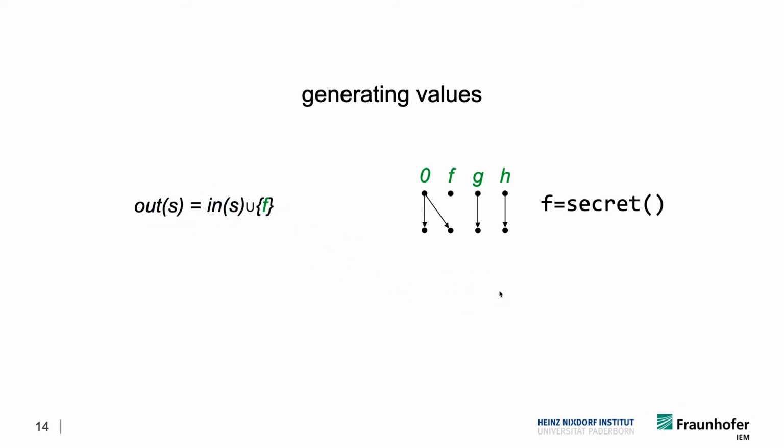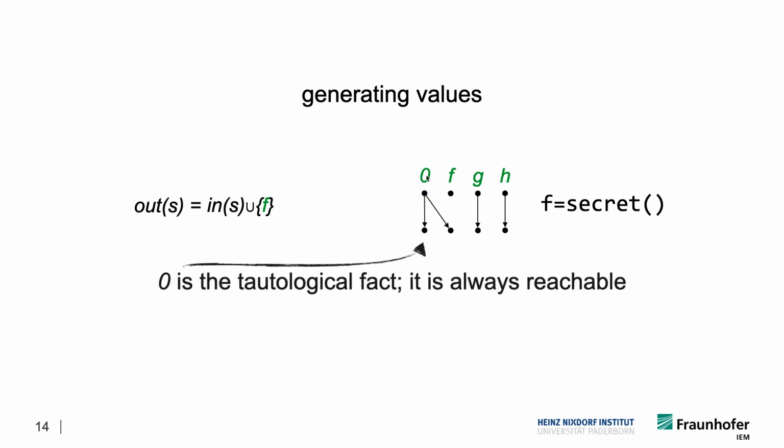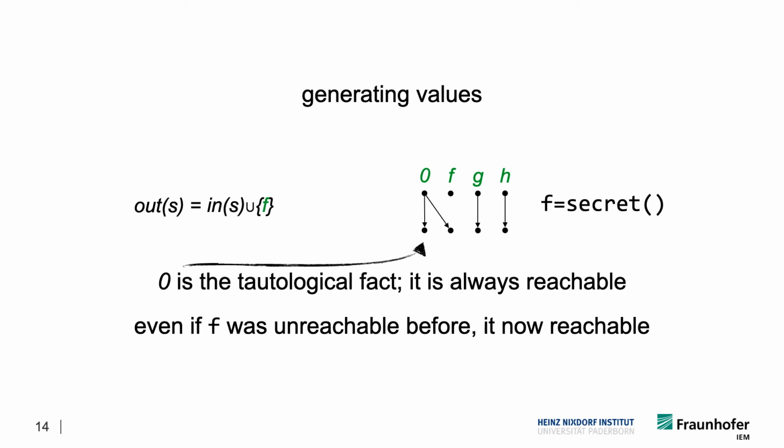And if that is the case, then in IFDS, we model this through such a special fact, which is represented by a zero node. So that's just a special placeholder node. And the zero fact is also called the tautological fact. So that is a fact that is always reachable by definition. So even if F was unreachable before, by drawing an edge from this always reachable fact 0 to F, we now make F reachable no matter what, right?